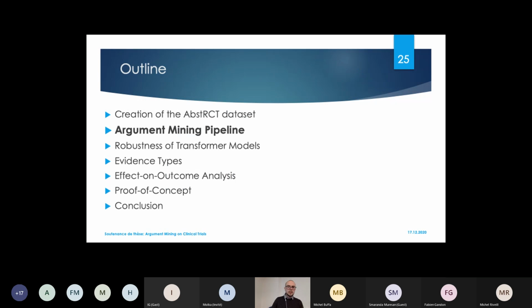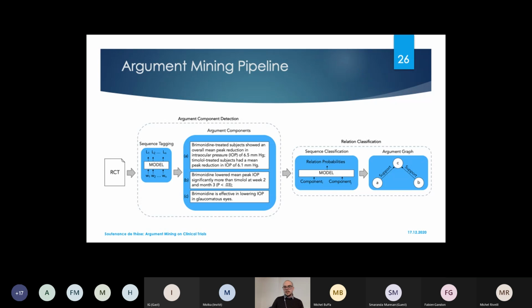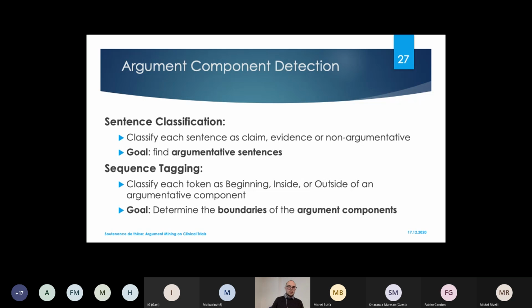So let's move actually to the argument mining pipeline. So in general, as I said, it consists of 2 parts. Here on the left, we can see the argument component detection module, and on the right, the relation classification. And so I start with the argument component detection. The first experiment, or you can do that actually in 2 ways. So the first way is a sentence classification, where you classify the whole sentence as either claim, evidence, or non-argumentative. And here the goal is to find the argumentative sentences.